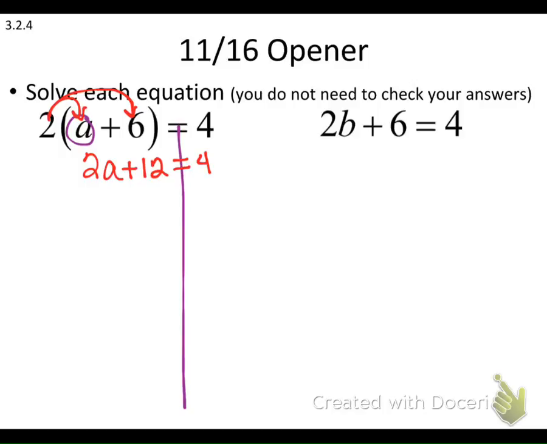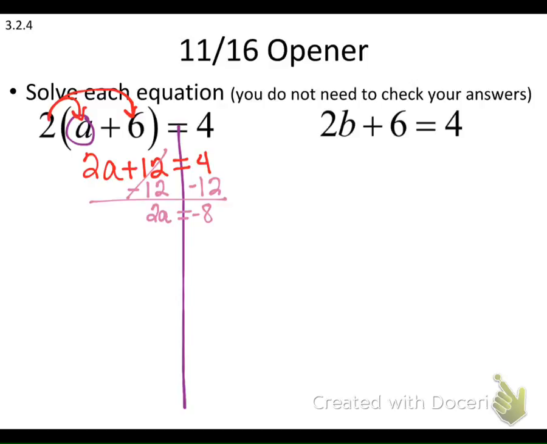You subtract 12 on both sides. And then bring that 2a down. And 4 minus 12 is 8. And then divide that by... Time out. Almost perfect. Why isn't it... no, it's a negative 8. Negative 8. There you go.